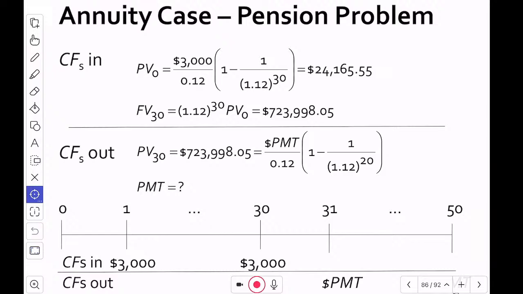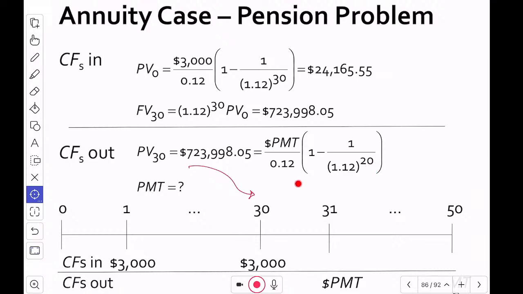Now, I have figured out that this amount here, looking forward, is $750,000, and I want to withdraw an amount now. So the question is, how much can I withdraw? Here's the answer. I can withdraw a payment where I see this as an annuity for 20 periods in the future.